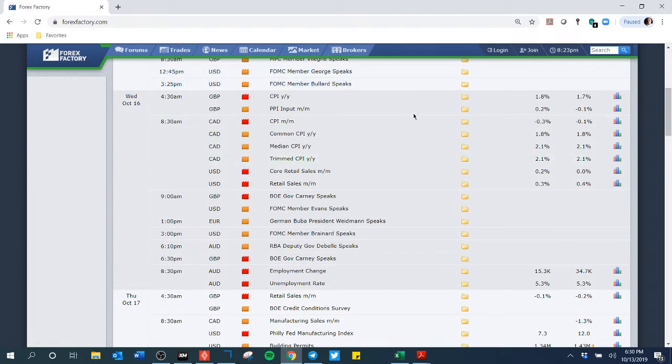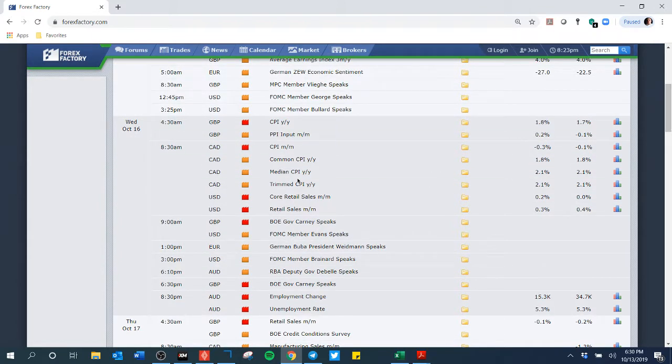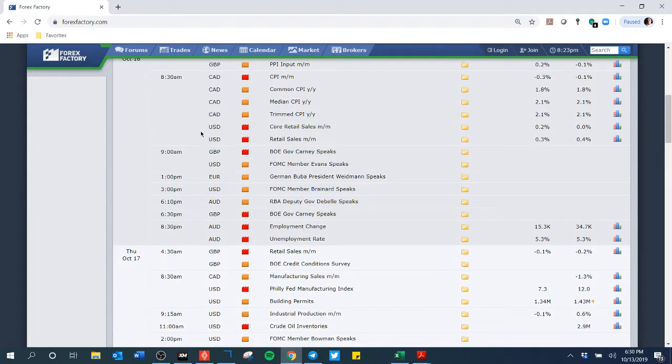Going into Wednesday, Wednesday's your heavy day. We've got a very action-packed news event calendar set up. Starting off with the pound sterling with CPI and PPI input. Meeting minutes going into Canadian dollar, which is early New York Open. Again, CPI, common CPI, median, trimmed. And then going into the US dollar, we've got high impact core retail sales and retail sales. So this is going to drive the numbers around a little bit. So definitely make sure you keep your eyes out for that one.